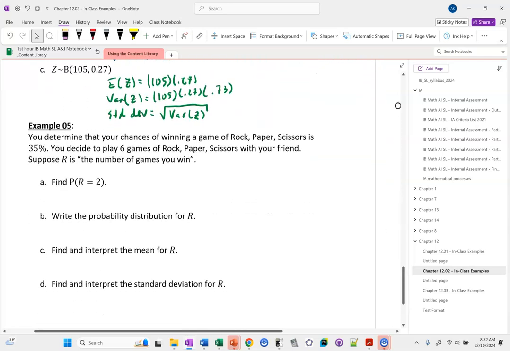All right, you determine that your chances of winning a game of rock, paper, scissors is 35%. You play 6 games of rock, paper, scissors with your friend. Suppose R is equal to the number of games you win. Find the probability that R is equal to 2.